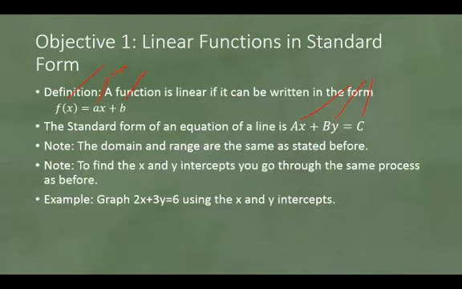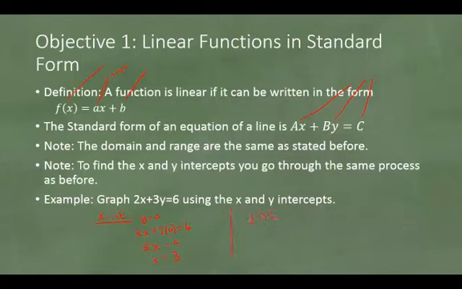So we're going to find the x and y intercepts again to see if you can remember how to do that. So x-intercept, remember the first thing you should think of when you see x-intercept is set y equal to 0. So that's what we're going to do. 2x plus 3 times 0 is equal to 6. So 2x is equal to 6. So x is equal to, remember, divide both sides by 2, is equal to 3.